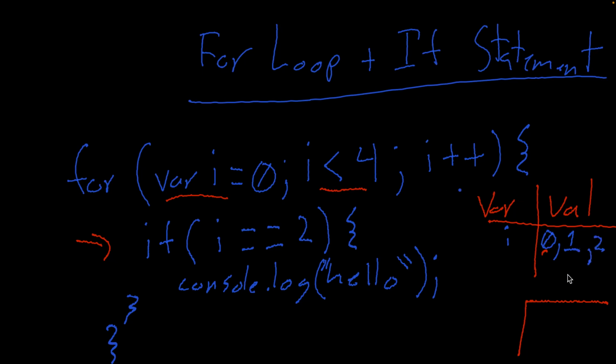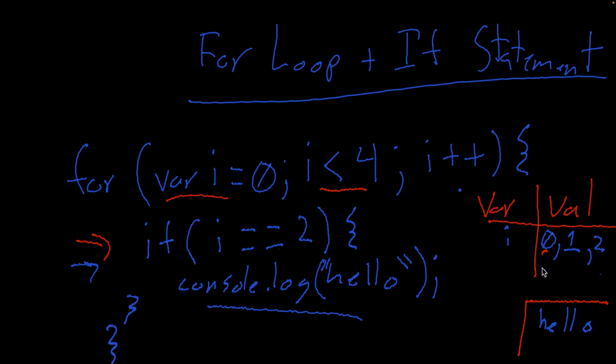Now i is 2. And while i being 2, is it less than 4? Yes, it is less than 4. So then we enter. If i is equal to 2, so we check i, yes. Now i is currently equal to 2. So now we do this. All right, so now we console log hello. We've done it.